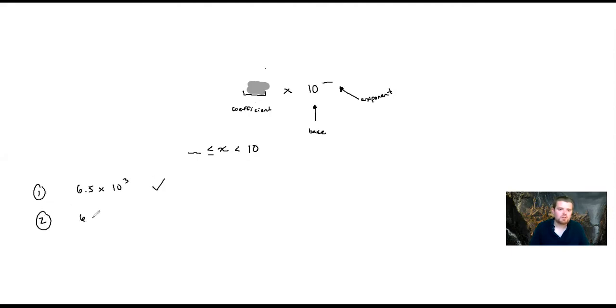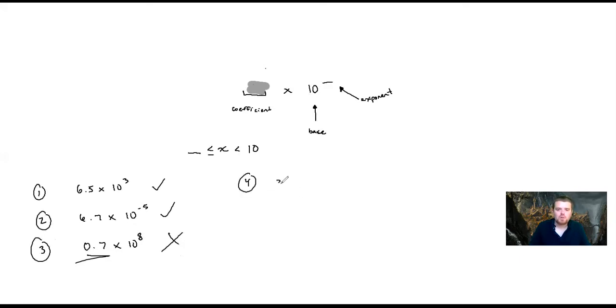Number 2, 6.7 times 10 to the negative fifth power. Again, what am I checking? The coefficient is between 1 inclusive and 10. I have a base of 10. I'm golden. That's all I need for it to be correct scientific notation. Number 3, 0.7 times 10 to the 8th power. Check it here. My coefficient is not between 1 and 10. So that is not correct scientific notation.